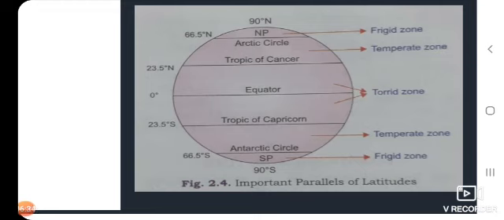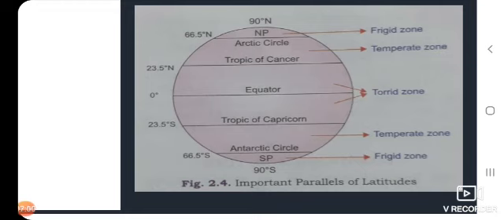Then comes the North Pole, which is 90 degrees at the north, and then the South Pole at an angular distance of 90 degrees south of the equator. The Tropic of Cancer. See, children, you can see in the picture, this diagram is very important. You are going to draw this diagram in your classworks. That comes later when we give you the notes for this particular lesson.